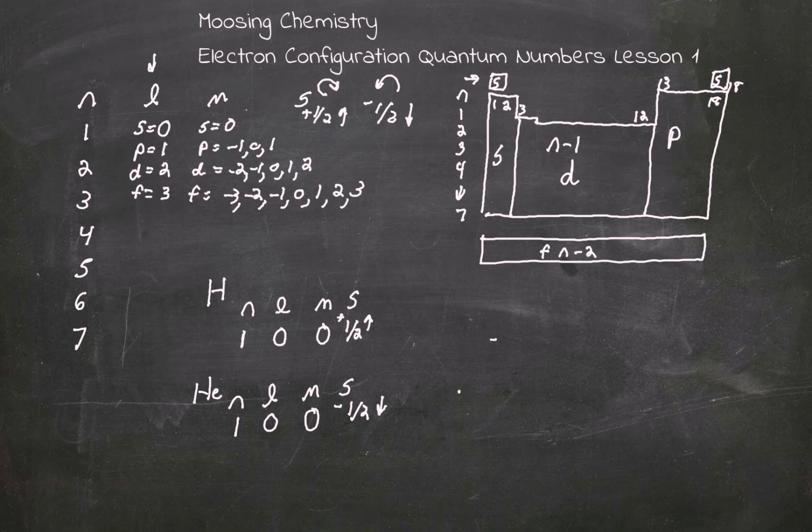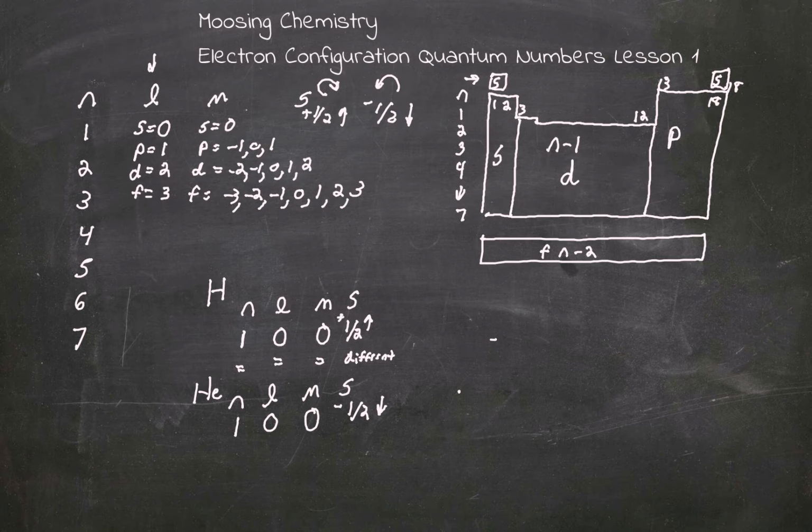And you can see, according to the Pauli exclusion principle, which states no 2 electrons in the same atom have the same set of 4 quantum numbers: this number is the same, this number is the same, this number is the same, but this number is different. So they don't have the same set of quantum numbers.